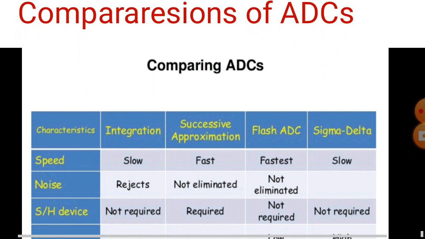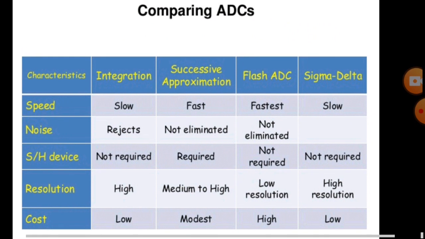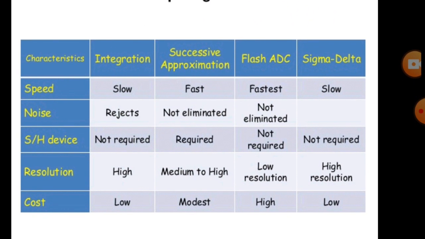Next, comparison of ADCs: integration type, successive type, flash type, sigma delta. Speed is slow for integration, successive approximation fast, flash ADC fastest, sigma delta slow. Noise: integration type ADC rejects, others not eliminated. Sample and hold device: not required, required, not required, required. Resolution: integration type high, successive medium to high, flash low resolution, sigma delta high resolution. Cost is integration type low, successive approximation modest, flash ADC high, and sigma delta is low.